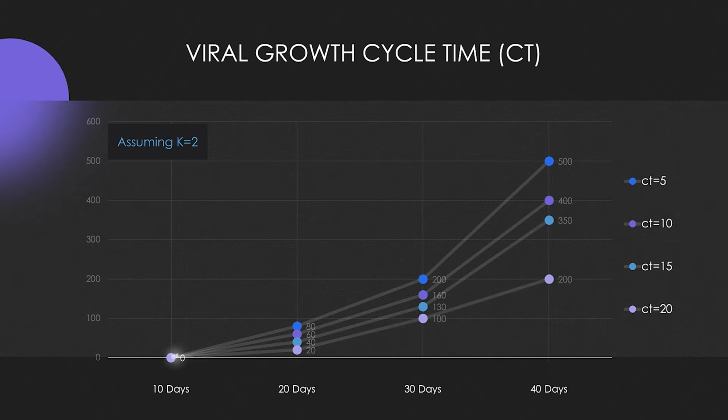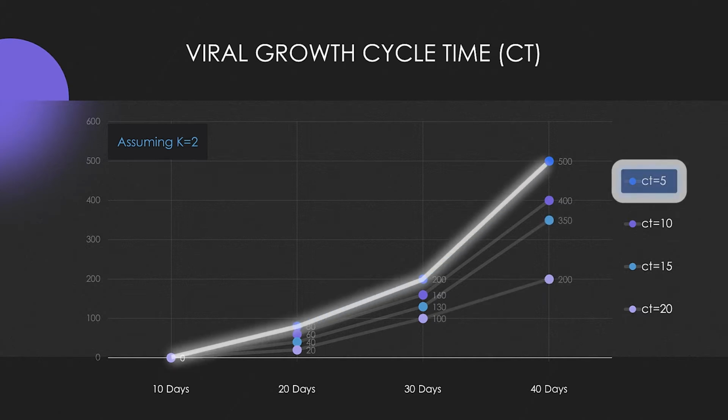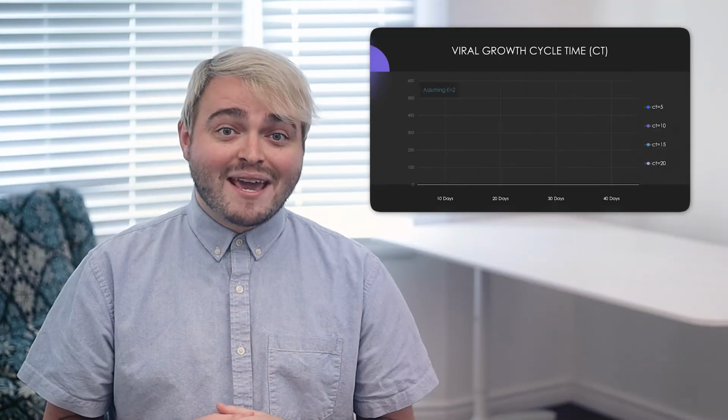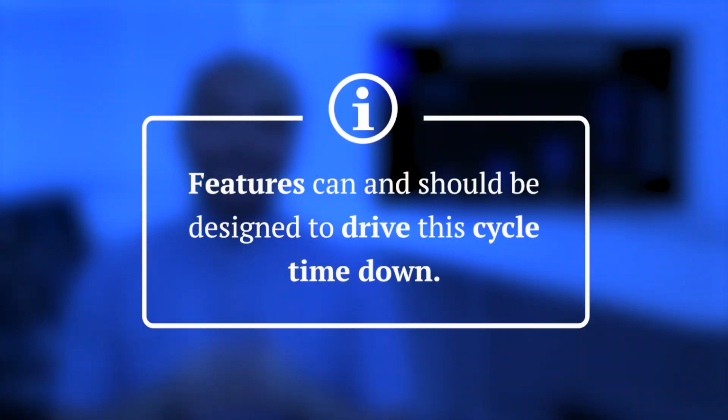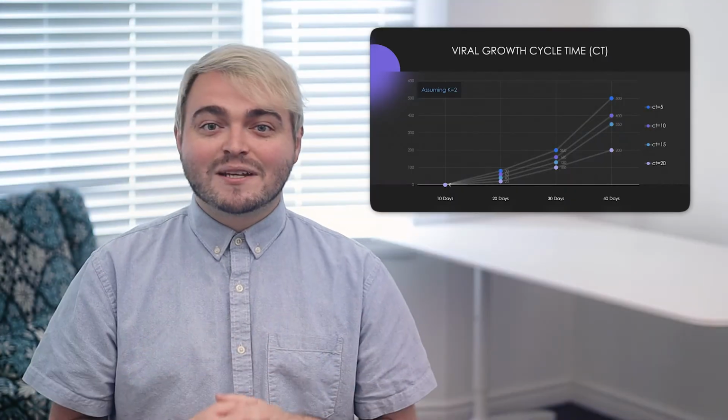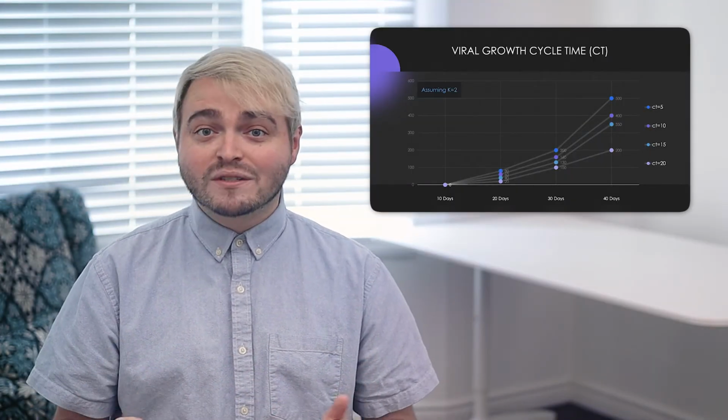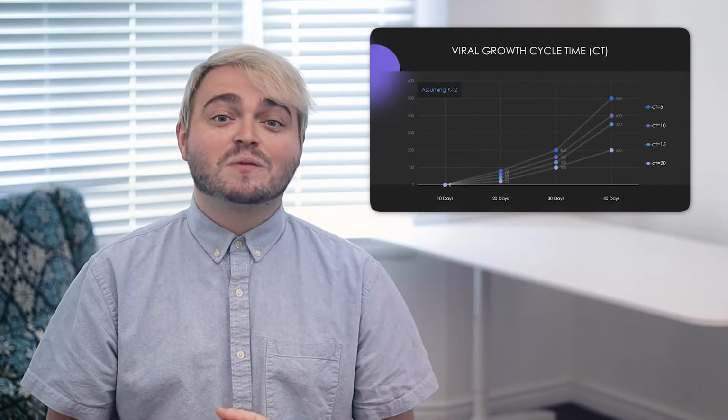As you can see, the royal blue line of 5 days yielded the highest result as it compounds on itself. Imagine how much of a difference it makes if these growth rates continue over a span of 5 years. Features can and should be designed to drive the cycle time down. Like referral systems that utilize time limits for promo codes to create a sense of urgency for the users to spread the word. You know, like those annoying pop-up notifications and marketing emails to remind you to subscribe.